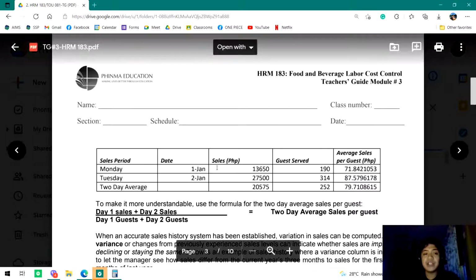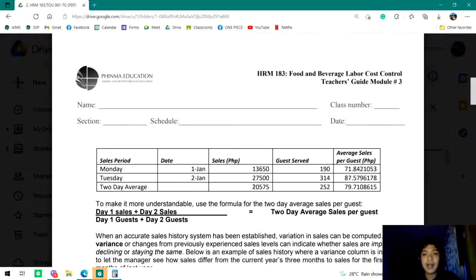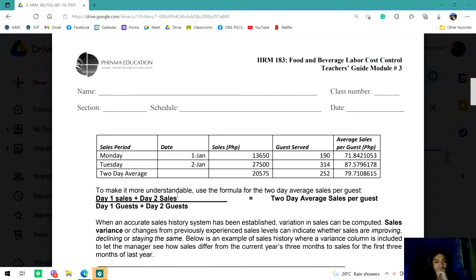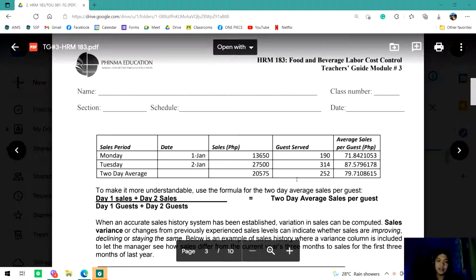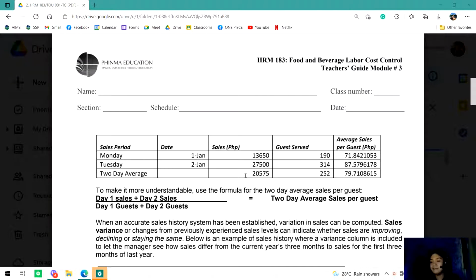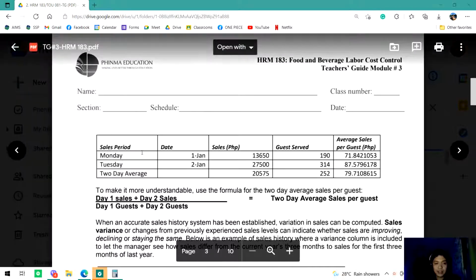So that's basically the computation of the average check. Alright, now we have already computed the average check. Now, in the table here, the 2-day average is a little bit on the wrong side, I don't know where these numbers came from. But since our formula to get the 2-day average is day 1 sales plus day 2 sales over day 1 guests plus day 2 guests, you have to add these two up and these two up as well. So let's try to compute this.